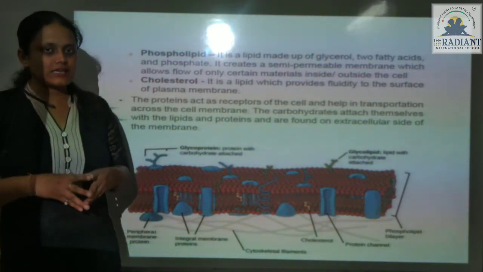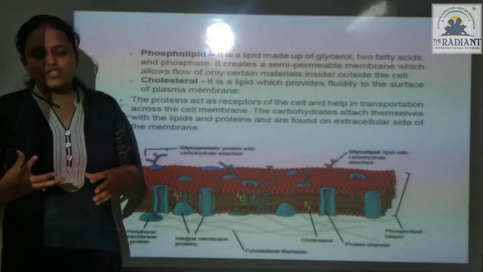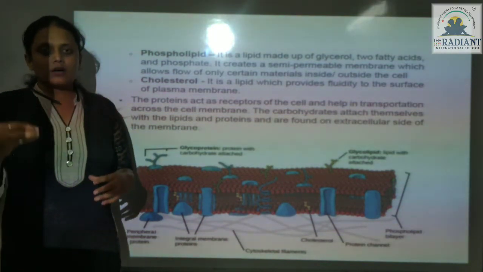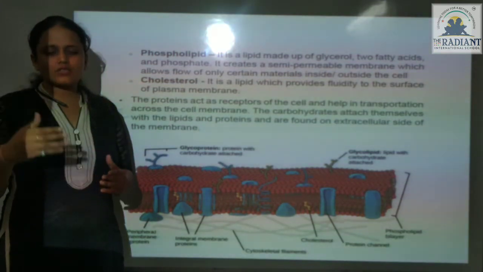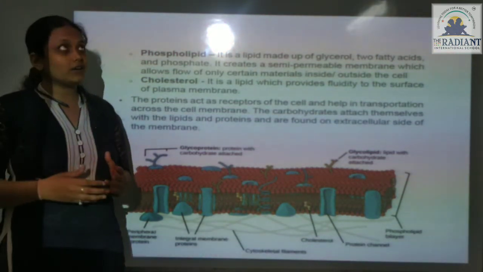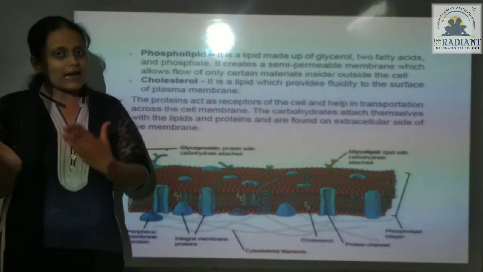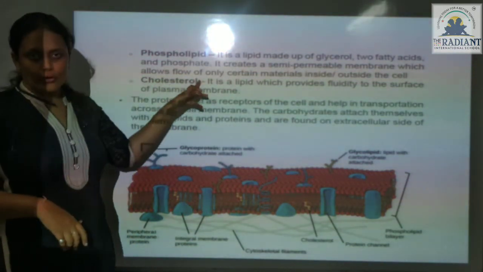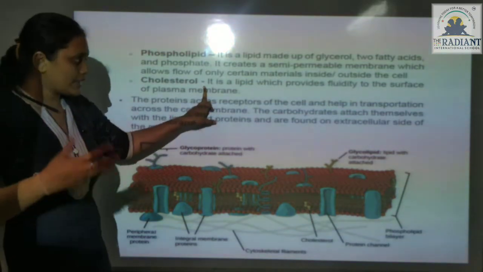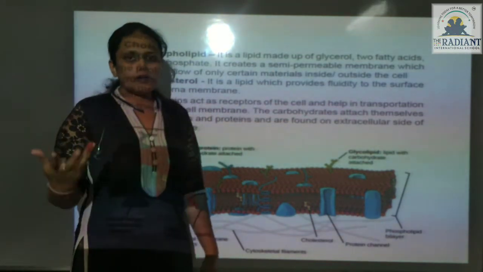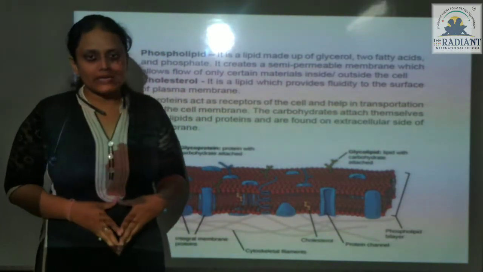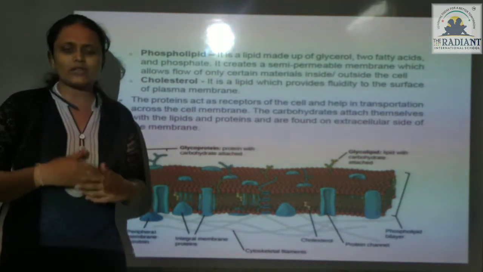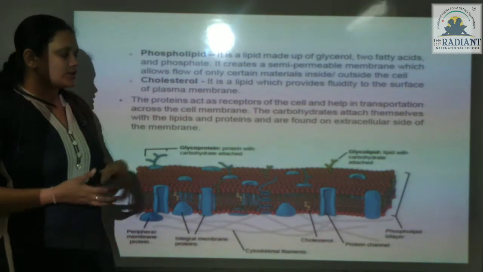And here we can see the fluid texture which the plasma membrane is gaining, in which your lipids, carbohydrates and proteins are able to flow freely. That is just because of what? Cholesterol. So if the question comes again that how your plasma membrane gains the fluidity in which your proteins and carbohydrates are able to flow easily, that is just because of cholesterol. You can use that as an answer.